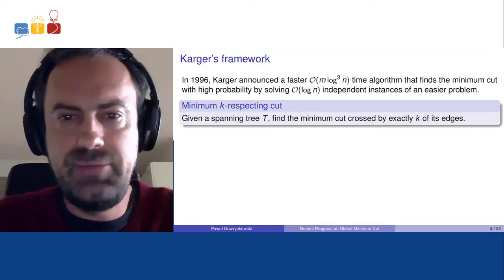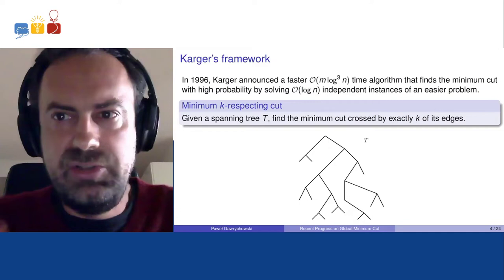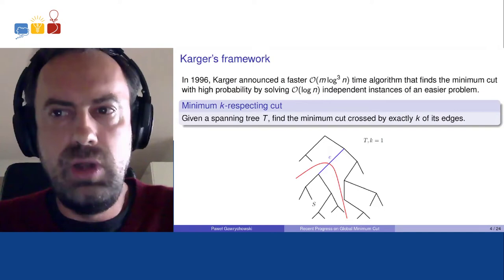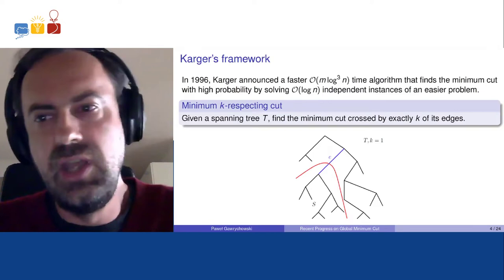So I will show you a figure just to make sure. So this is the tree t. We choose any node to be the root. It's not important, but it's always the same node being the root. And in this case, you are promised that exactly one edge crosses the cut. So this blue edge crosses the cut. And then you know what's S, right? Because the subtree rooted at the lower endpoint of E is S, and what's outside is not S. So that's for k equal 1.